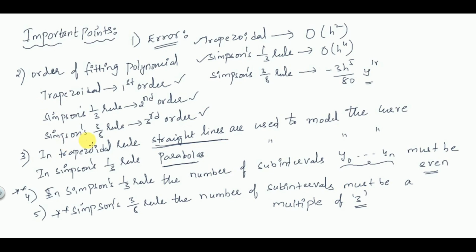So the order of fitting polynomial is third order, and similarly the number of subintervals must be multiple of 3. So Simpson's 1/3 rule, order of fitting polynomial is second order, which is an even number, and the number of subintervals required here must be also even. Okay, so these are the very important points which you have to remember for all the 3 types of numerical integration. So with this you can solve any problem given in the previous question papers or anywhere. Okay, in the next class we'll see the solution of algebraic and transcendental equations.